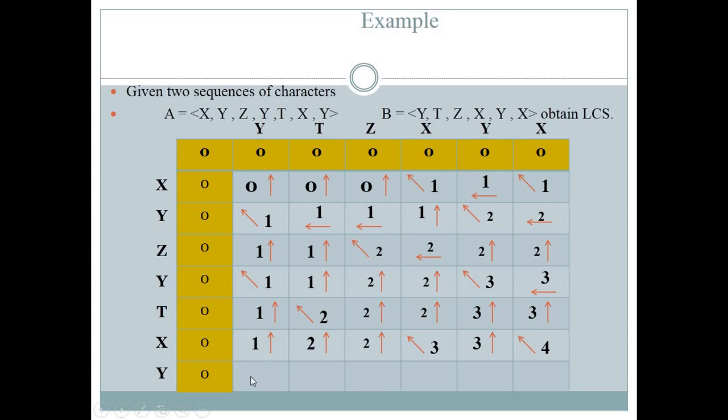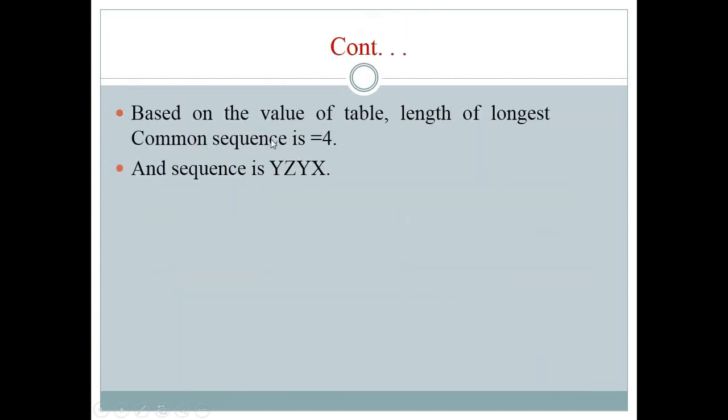After it we will check with the y value, the y row, so it will look like this. Okay, so this is the calculation, or we can say the procedure, to find the longest common subsequence. This is a matrix for finding the longest common subsequence. From this matrix we can find that the longest common subsequence length is 4.